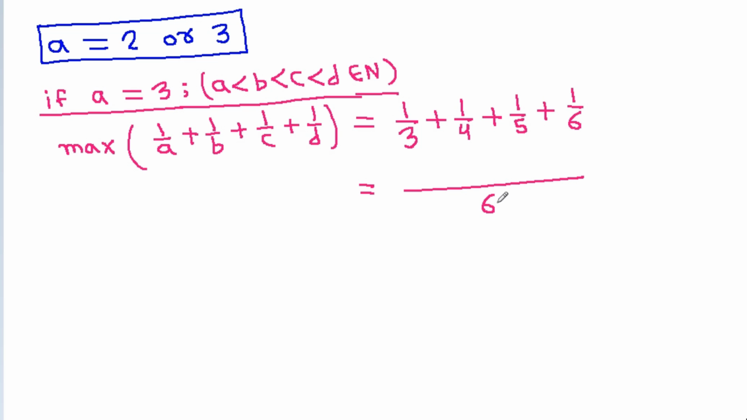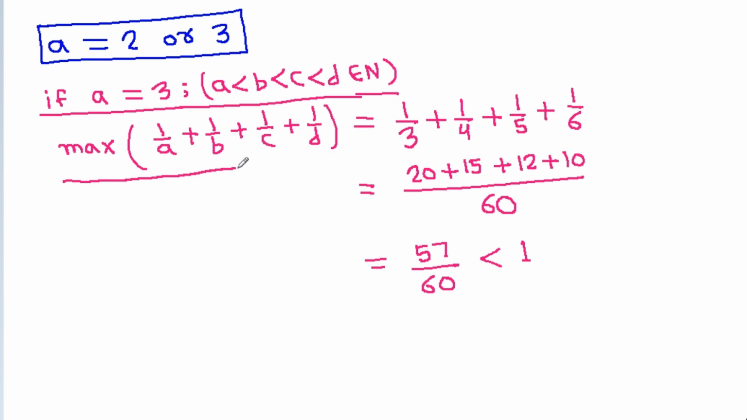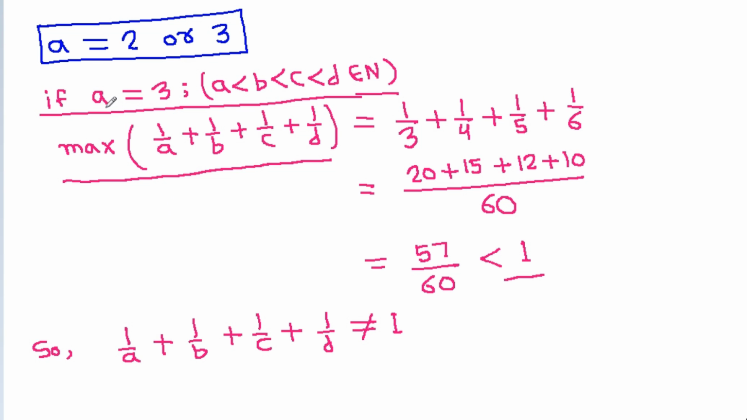And 60 will be the LCM, and here we will get 20 plus 15 plus 12 plus 10, and 20 plus 10 is 30, plus 15 is 45, plus 12 is 57, so 57/60, that is less than 1. So the maximum value of 1/a + 1/b + 1/c + 1/d is less than 1. That means 1/a + 1/b + 1/c + 1/d cannot be equal to 1. So a cannot be equal to 3.